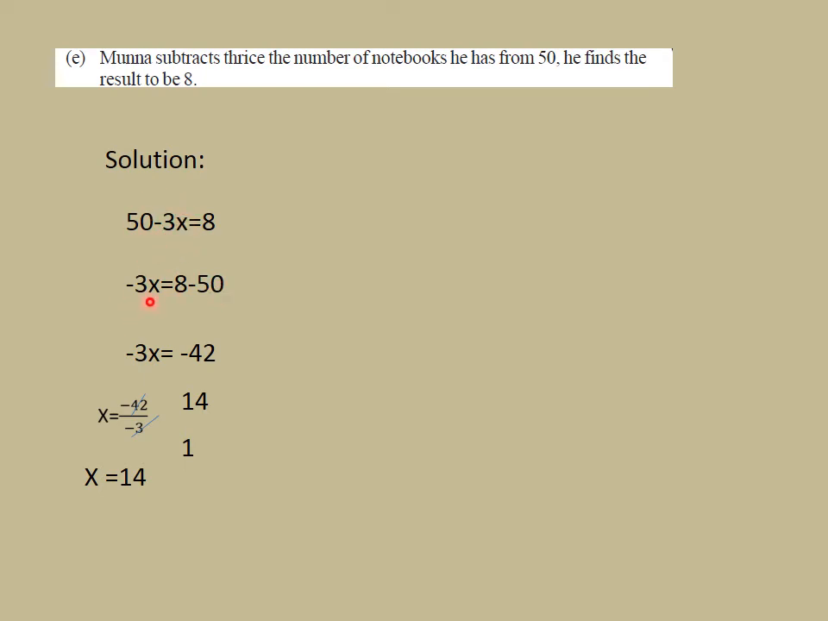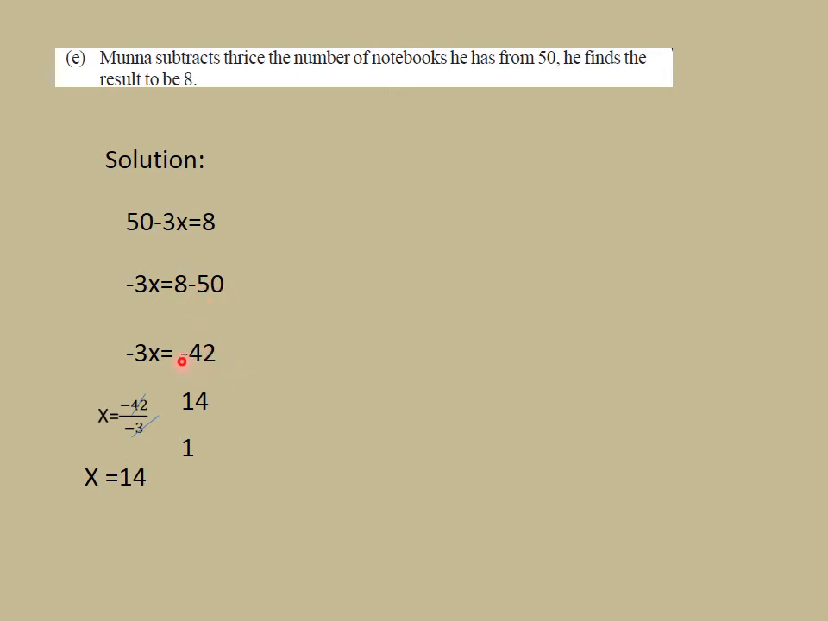It is minus 3x, because 50 has gone. So minus 3x is left on the left hand side. So minus 3x is equal to 8 minus 50. 8 minus 50 means plus 8 minus 50. Plus minus, you have to subtract. So subtract 50 minus 8, which is 42.